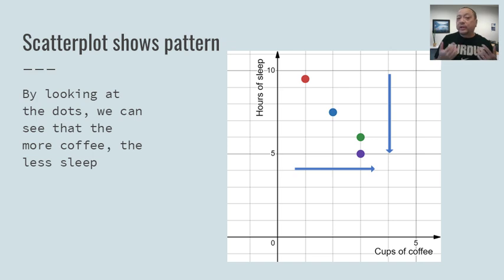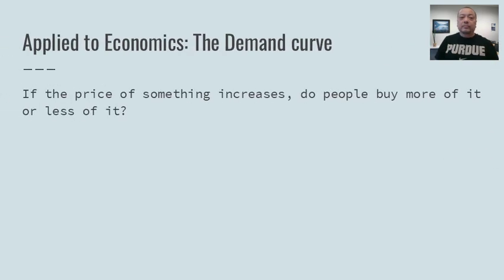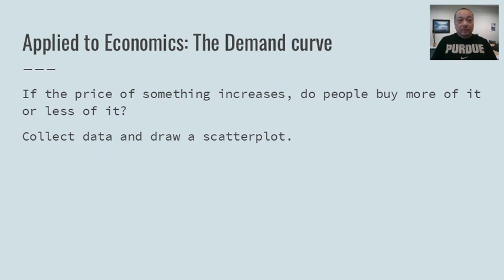Now let's apply it to economics. First, let's talk about the demand curve. The word demand in economics refers to the quantity of a good or service that people, the consumers, are willing to buy. Economists want to know if the price of something goes up, do people buy more or less of it? How would they figure it out? Well, they would go out and collect data and draw a scatter plot.